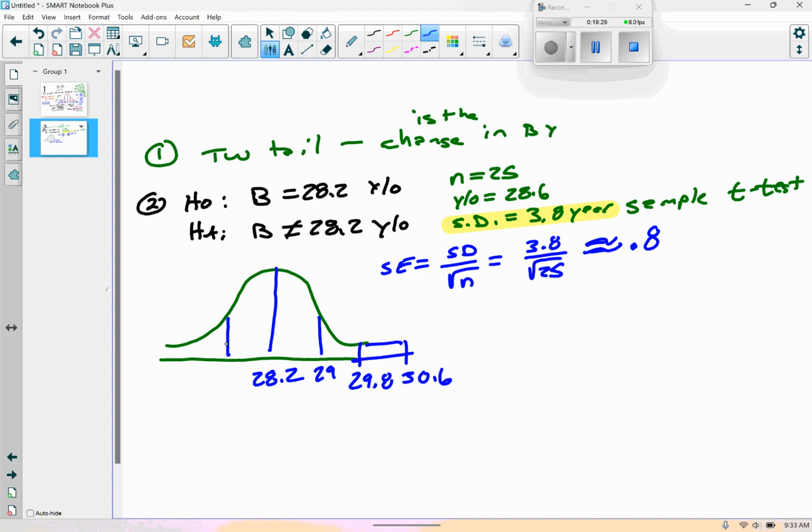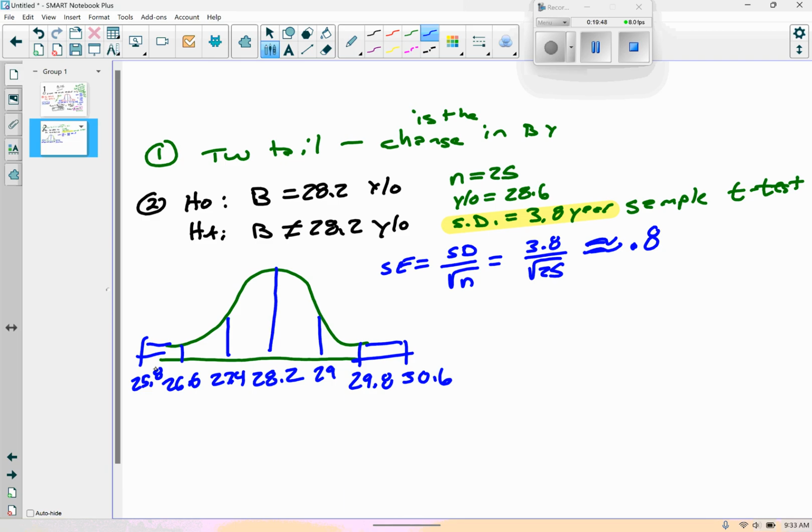And then that's going to give me 27.4. That's going to give me 26.6. And that's going to give me 25.8. Looking good, looking good. All right.